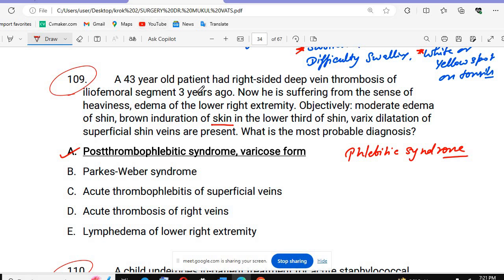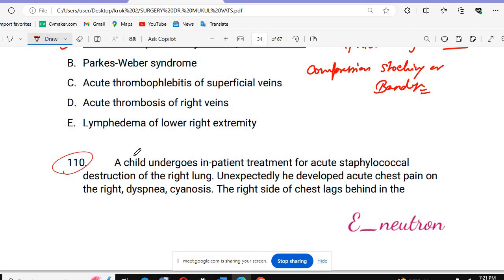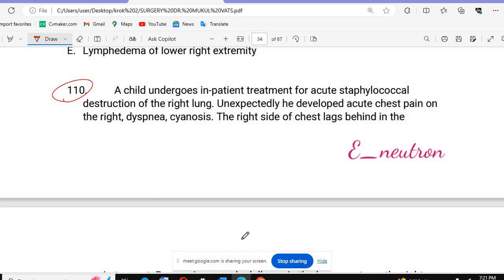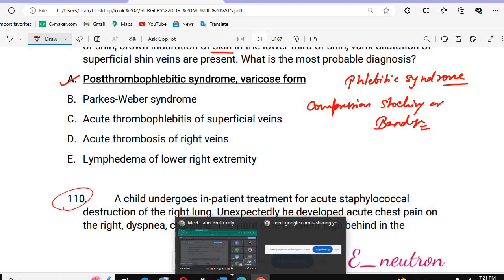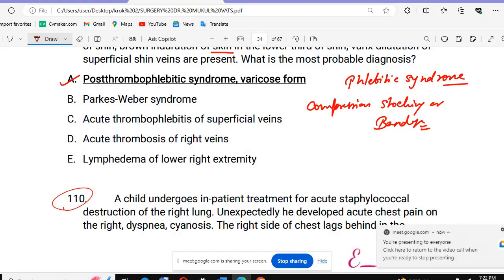And what treatment will we give? We will use compression stockings or bandages. This question was also asked before. Compression stockings or bandages will be given. And tell me, if it is arterial bleeding, what will we do? Then we will stop the bleeding manually.